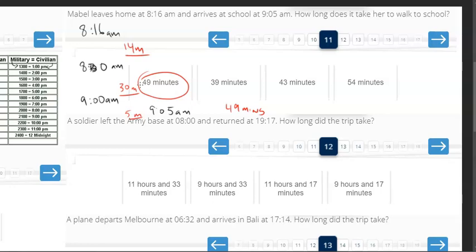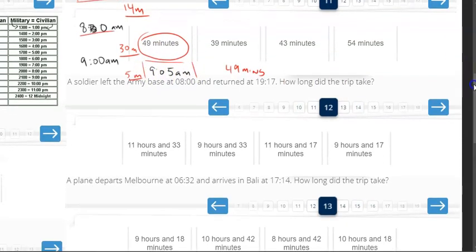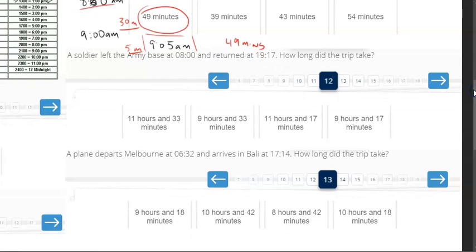Now again, there are different processes to how you would work this out, but this is what my brain does when trying to work this out. I do it into little chunks closest to half an hour or hours, and making sure that I also include my start time and what my end time is for each one. So look at this one. A soldier left the army base at 8, 24-hour time, and returned at 19:17. How long did this trip take?